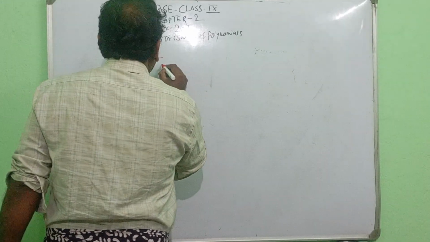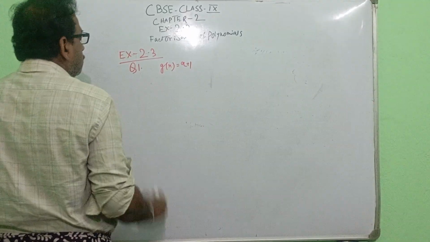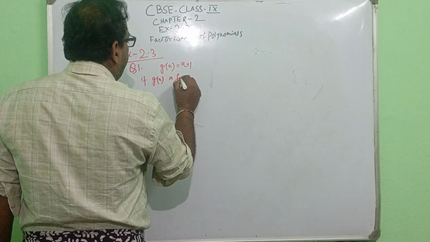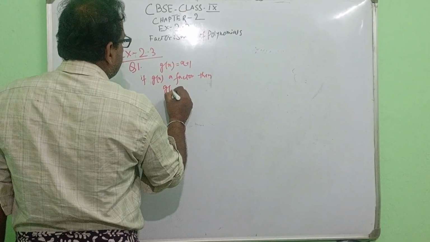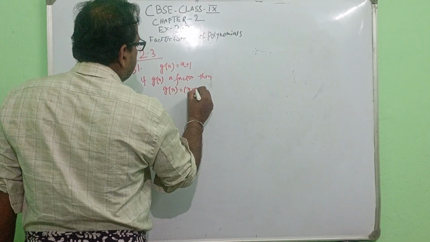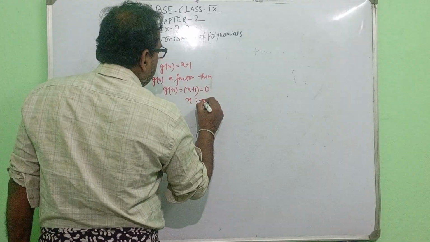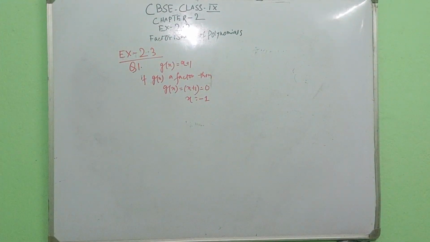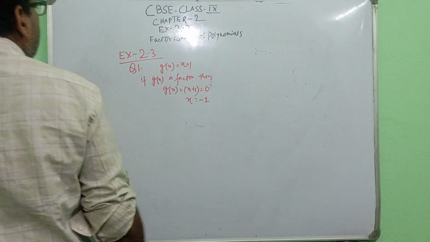Now, g(x) is x plus 1. So if g(x) is a factor, then g(x) is equal to x plus 1 is equal to 0. That is x is equal to minus 1. Is it clear? x is equal to minus 1. So for the first function we have to put that number.